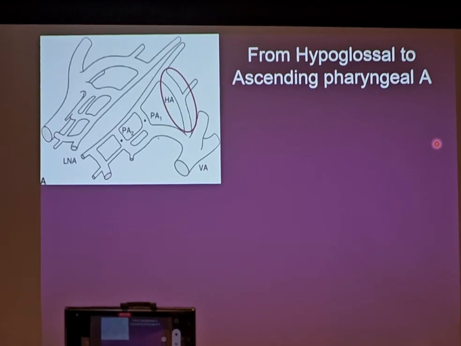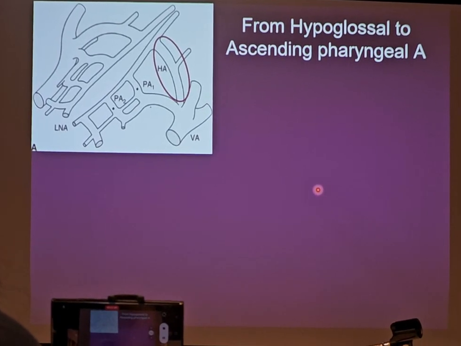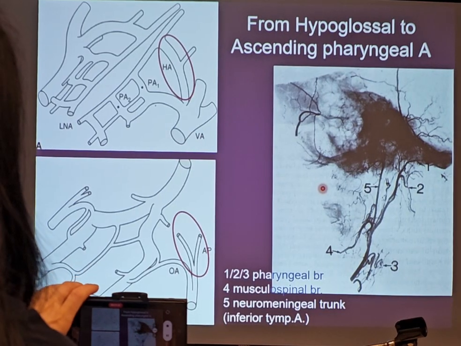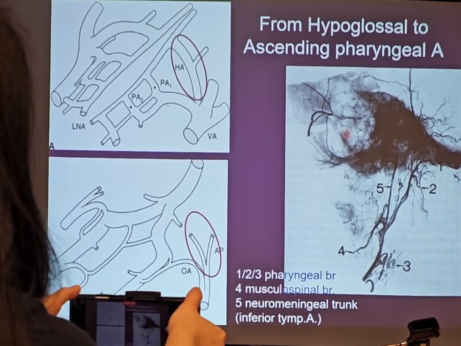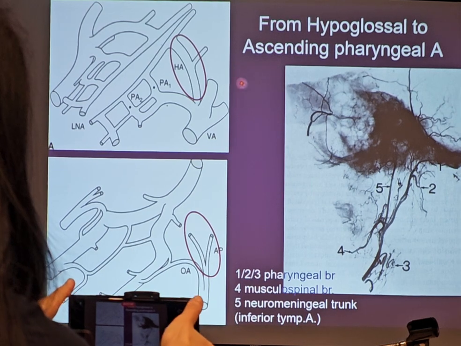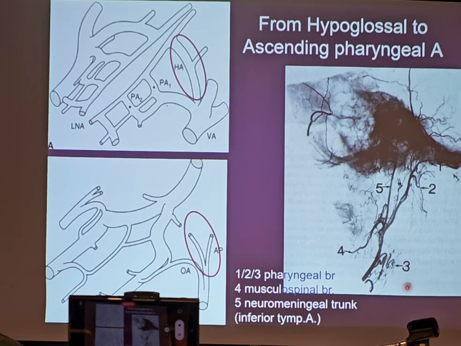So now we move from the occipital artery to the hypoglossal. The hypoglossal, as I told you, becomes the system of the ascending pharyngeal. The ascending pharyngeal is a very small artery, but it's a very important artery because it's the only artery that supplies the alimentary or GI system and supplies the neuromeningeal trunk. No other arteries make this function.